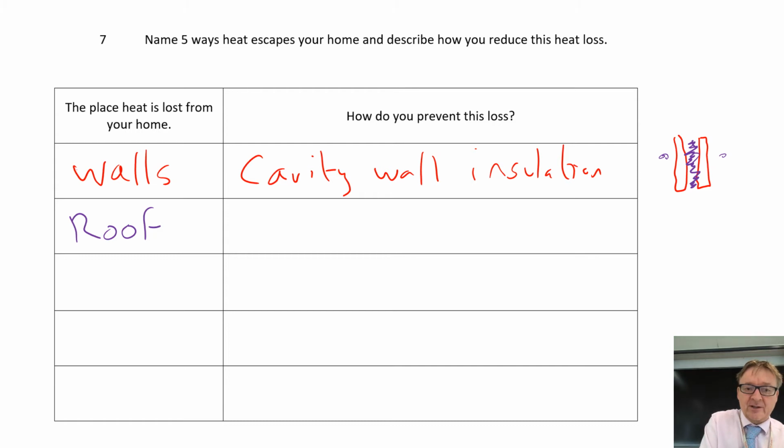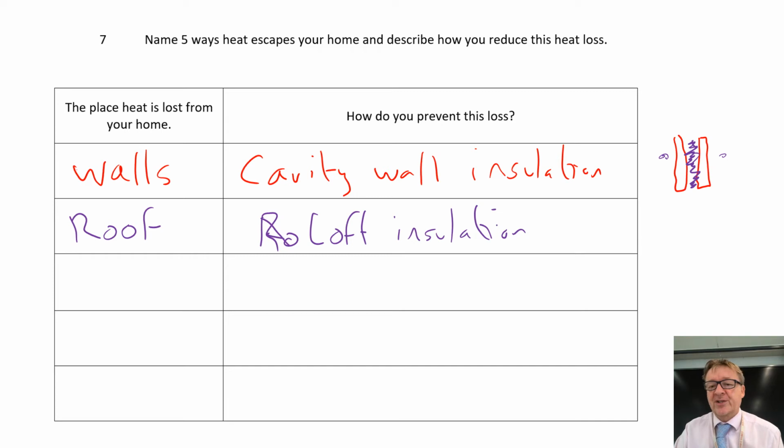Now, the best way to prevent heat loss through the roof is, well, I'm not going to put roof, I'm going to put loft insulation. Okay, so directly above your ceiling in your top room, what you should have is foam, or often it's called, what is it? It's glass fibre, right, fiberglass. And what that does then, that prevents the heat loss.